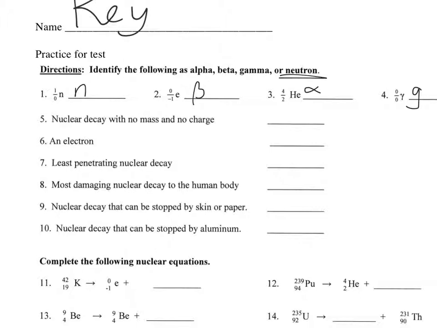And again, neutron is N, and the only thing that changes is the mass when you're talking about neutrons, because that's the only thing that a neutron has. It has no charge or anything else. By looking back at my notes, I can answer the following questions. Nuclear decay with no mass and no charge. Again, looking at this over here is my example. That would be gamma. The only thing gamma changes is the energy.